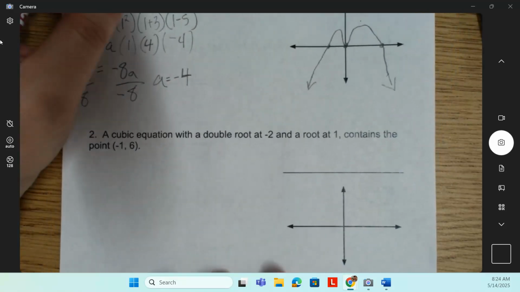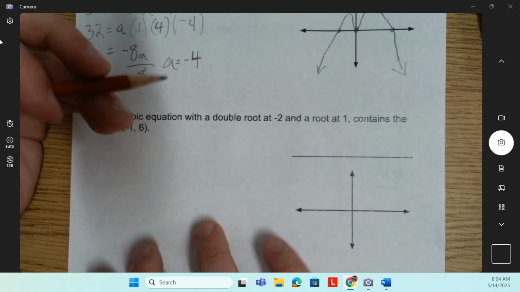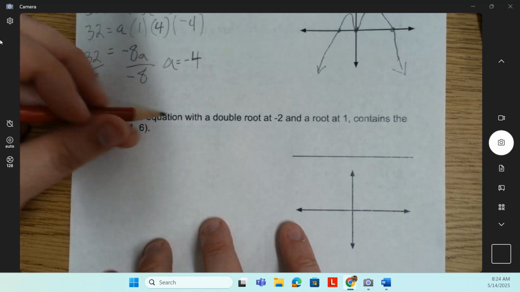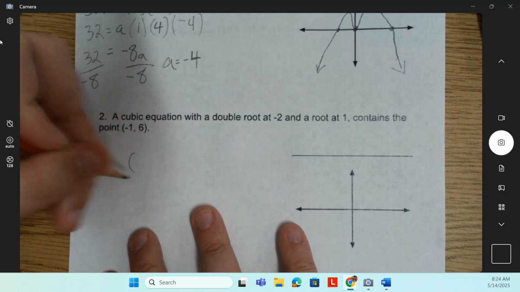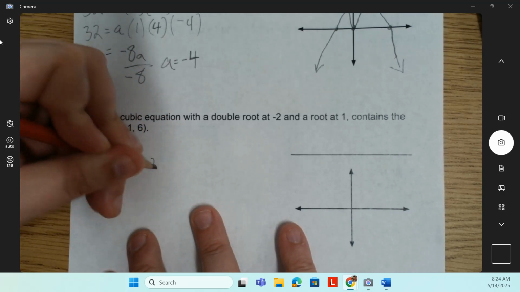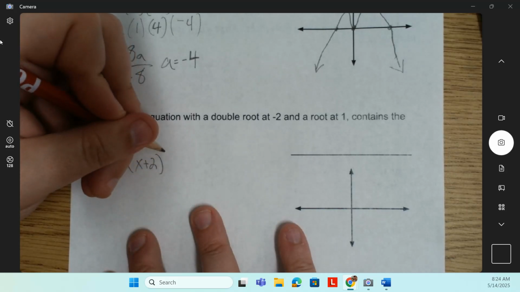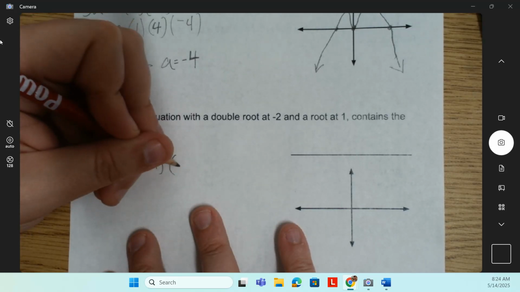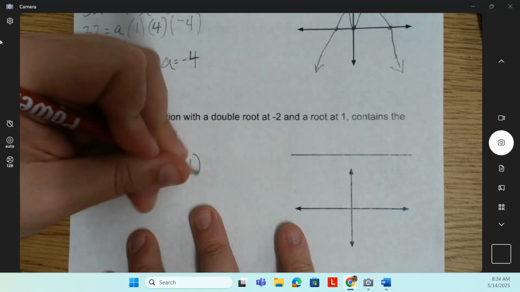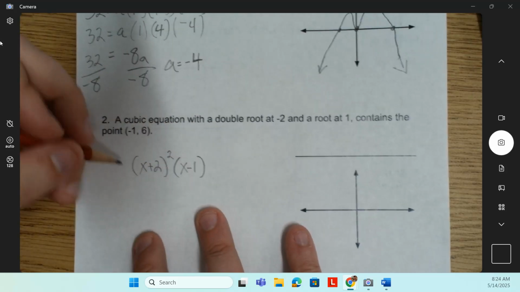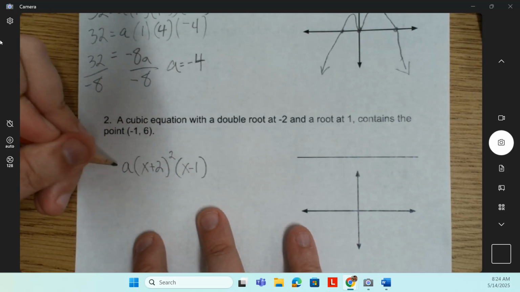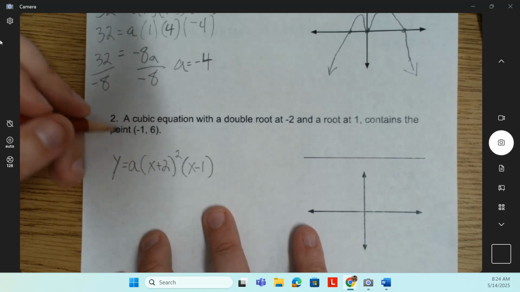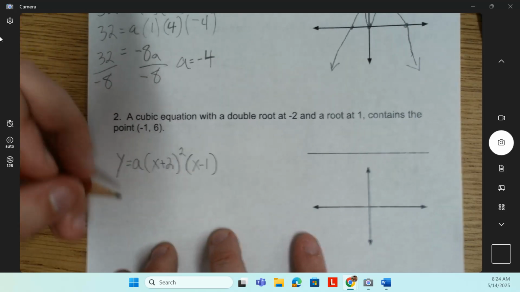And look at a couple more, but we're just doing the exact same thing. A double root at -2 means that I have x plus 2. And since it's a double, I'm going to square it. And then we have a root at 1, so x minus 1. Again, there's an a value there that we don't yet know. And so we're going to plug in this point and solve for it.